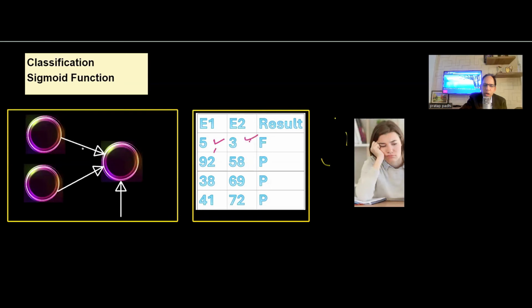And when you give the data 5 and 3, the neural network should output a fail. Okay. So here, this is the divider. What will happen is, we'll check now. We'll check what we are getting.